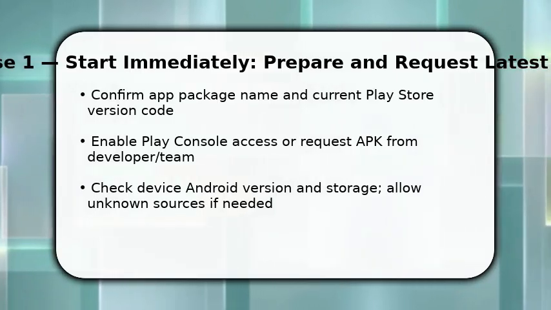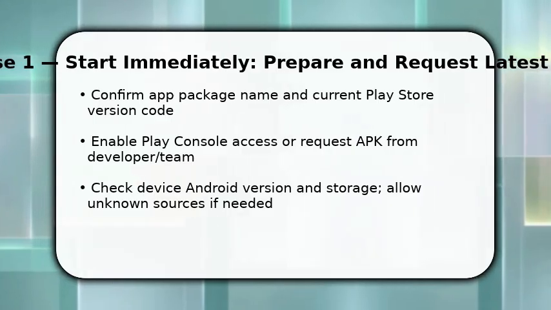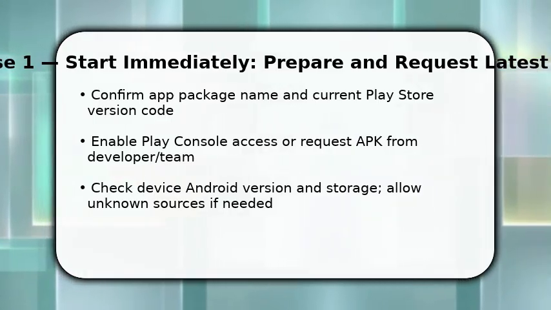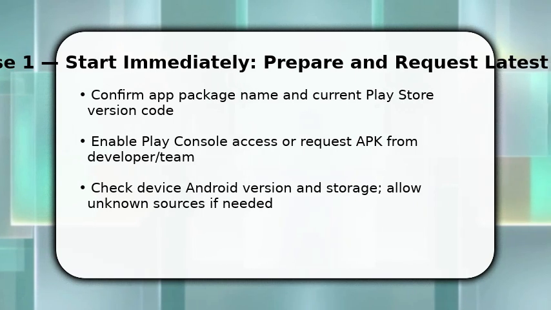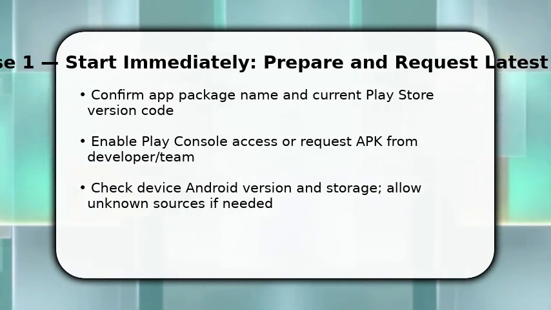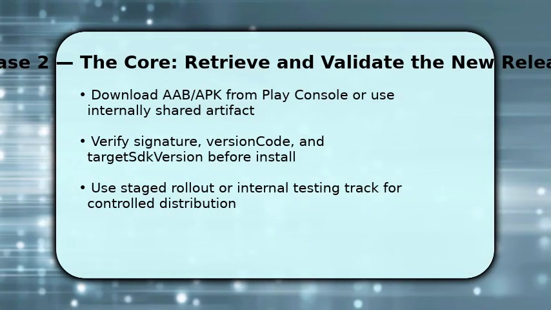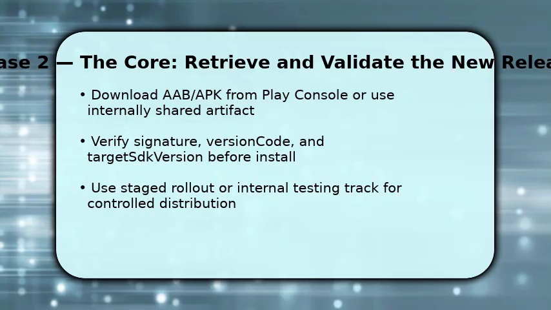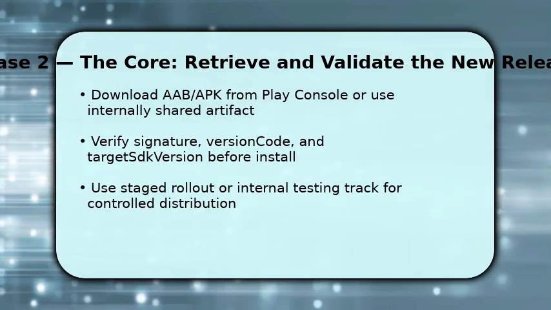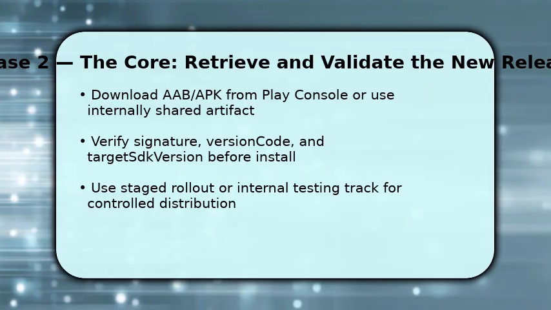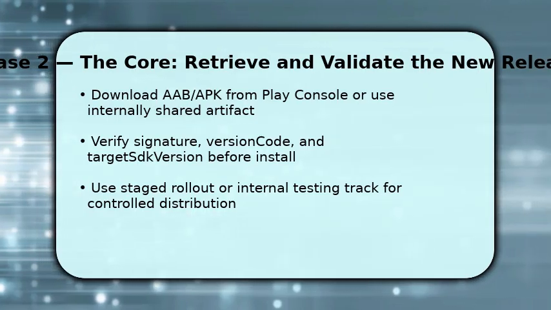If you sideload, temporarily allow installations from unknown sources. Act now. These prerequisites remove delays and let you fetch the new version immediately. You now retrieve the release artifact, download the AAB or APK from the Play Console, or grab the internally shared build artifact. Then validate the package.